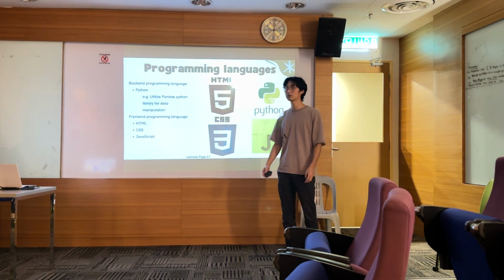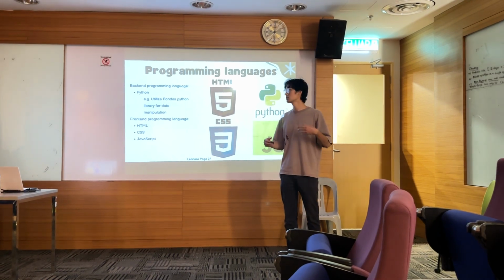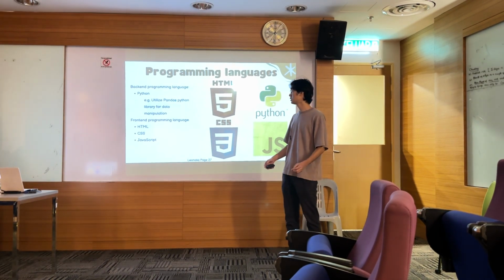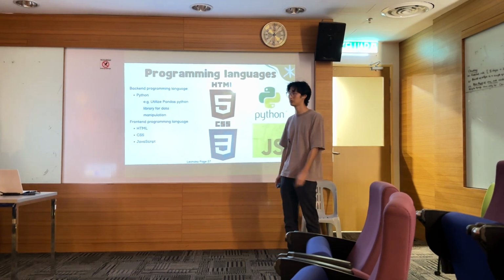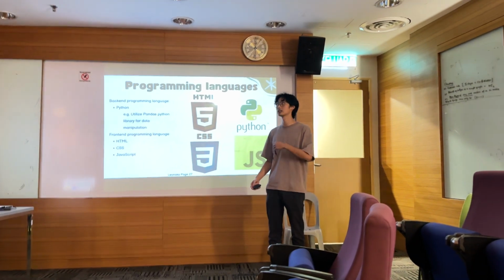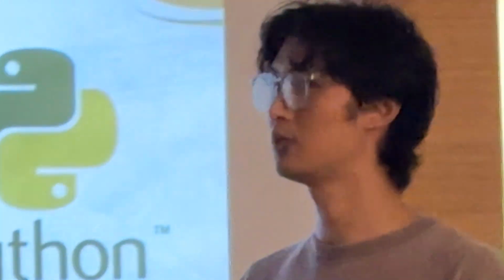For the programming languages, for the backend we will be using Python because, for example, we will be using a Python library called pandas for data manipulation, such as data cleaning and data transformation. For the front-end programming languages, we'll be using HTML, CSS, and JavaScript to develop our user interface.